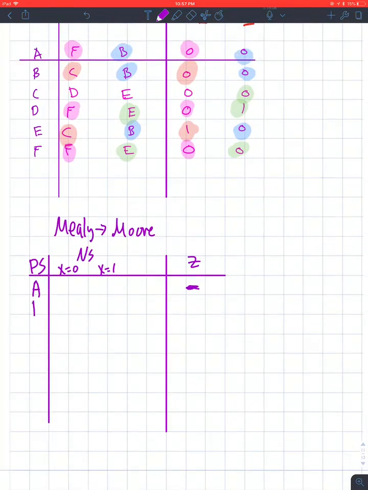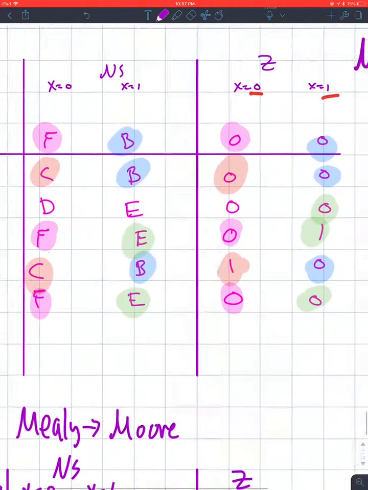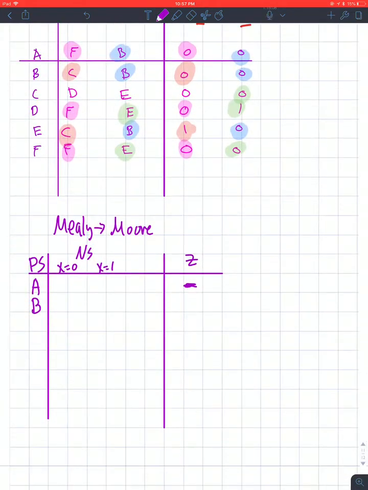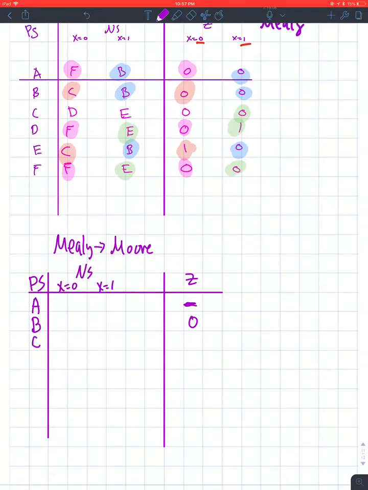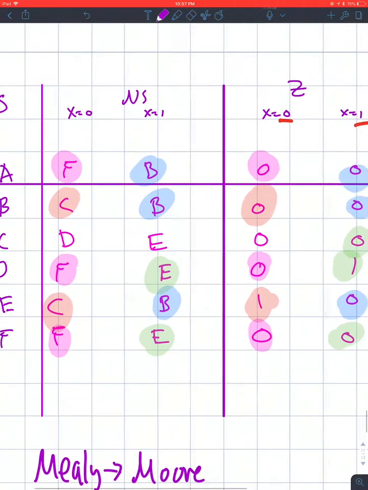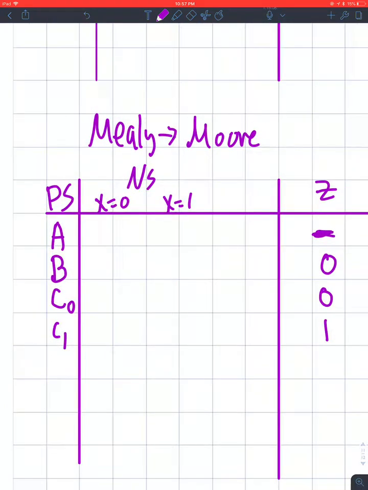So then they have b. Does b appear anywhere here? Yes, it does. It's in blue. I highlighted them. So when b appears, the output is always going to be a 0, so you can just put 0 here. Now you have c. Does it appear anywhere? Yeah, it does. It's in red. But now we have c when it's 0 and c when it's 1. So you're going to put c0 here and c1 here, and the output just corresponds to its subscript.